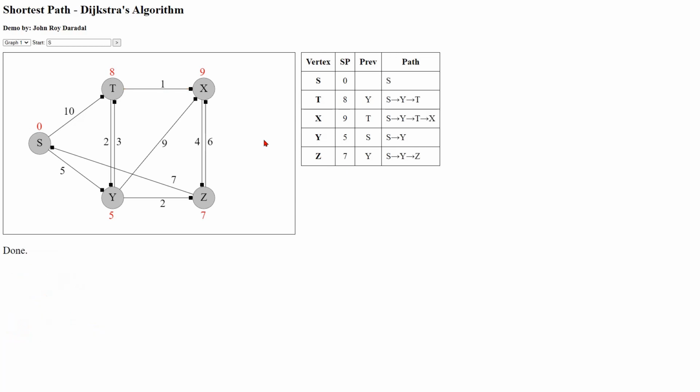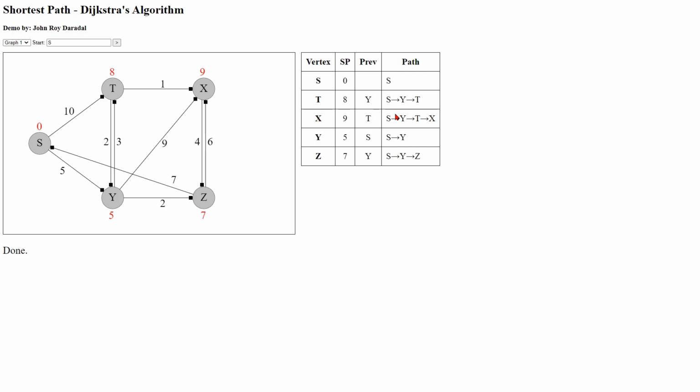After that, we are done, right? So we now have the shortest path lengths from source vertex S to every other vertex in the graph. And then to form the actual path, we've already done this, right? So we'll just follow the previous. So from T, previous of Y, from Y, previous of S, and then S is null, so that's SYT.